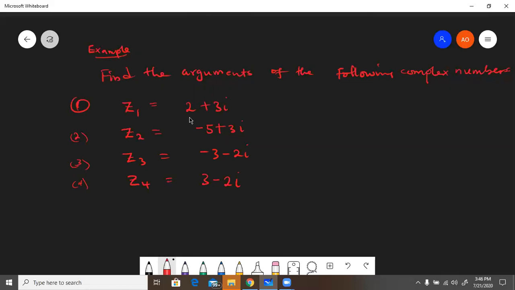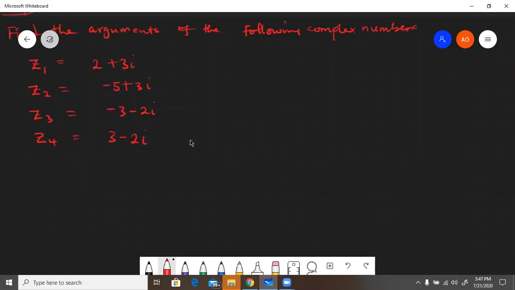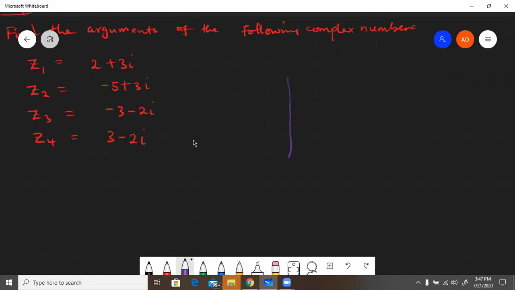We are going to solve them one by one using the Argand diagram. So let me start from the first one. From the first one, this is our Argand diagram.